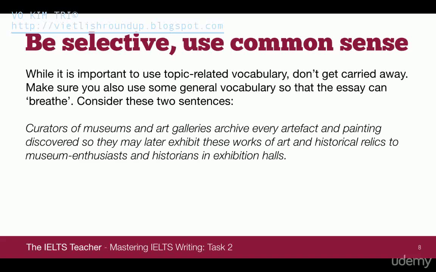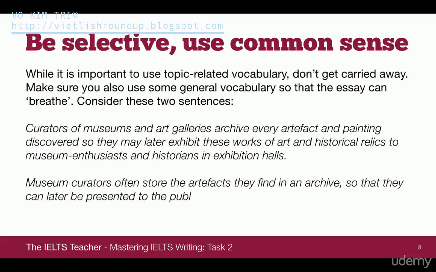Now, after a deep breath, let's have a look at the second sentence. Museum curators often store the artifacts they find in an archive so that they can later be presented to the public in exhibitions. Yes, the second sentence does have more general vocabulary, things like the public rather than museum enthusiasts and historians. But it allows the sentence to breathe. Okay, so you need to find the balance between topic-related vocabulary and natural fluency. That takes a bit of practice, but it's a start to start thinking about topic-related vocabulary, trying to use a little bit more in your essays, but try not to get carried away.